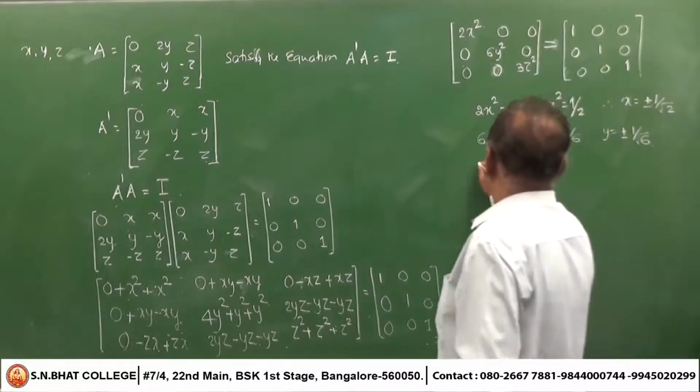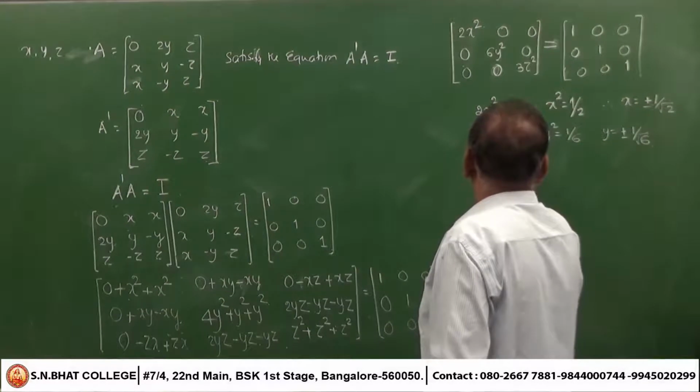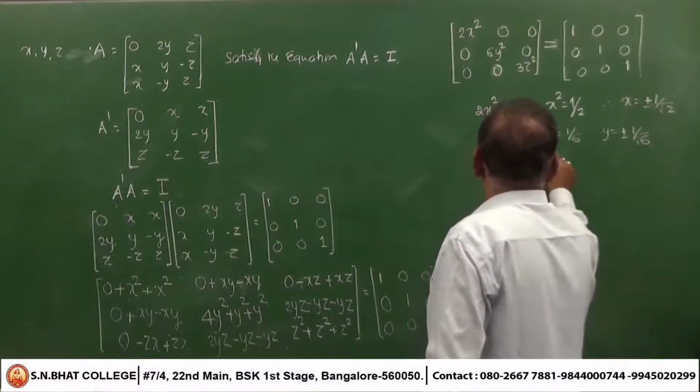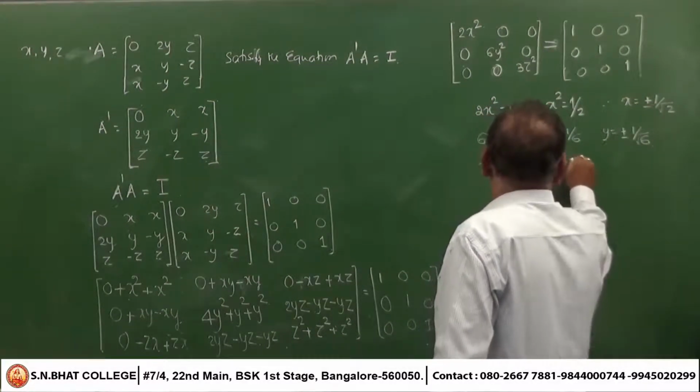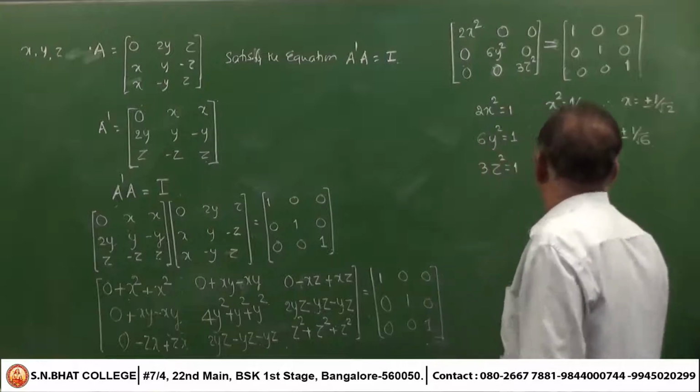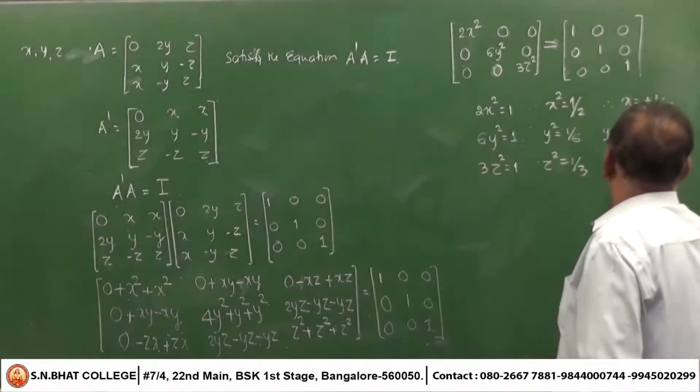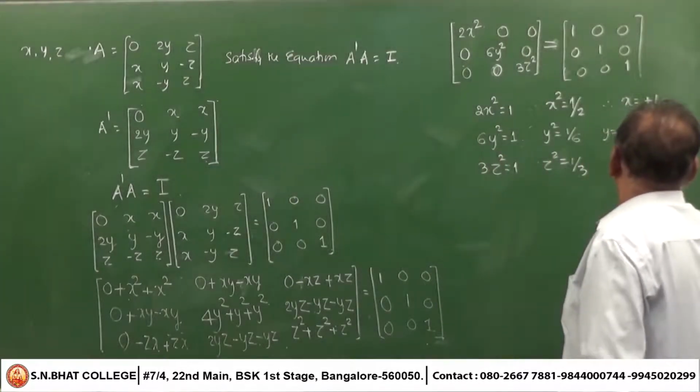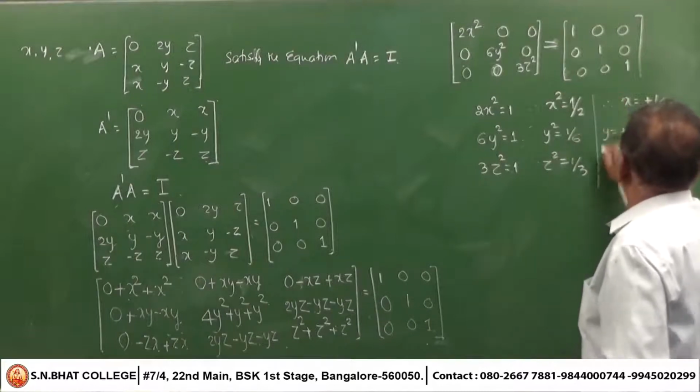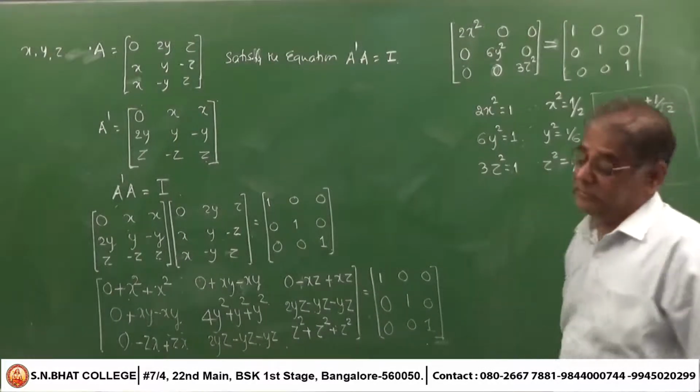Next, 3z square is equal to 1. Therefore, z square is 1 by 3. Bring 3 to the right hand side. Therefore, z is equal to plus or minus root of 1 by 3. This is x, y, z.